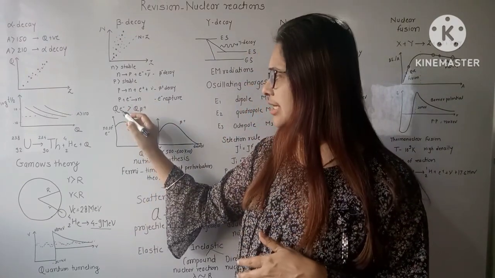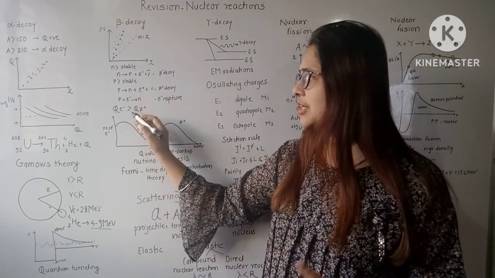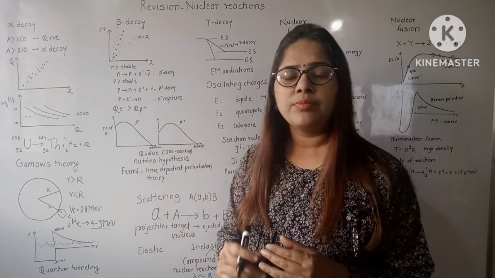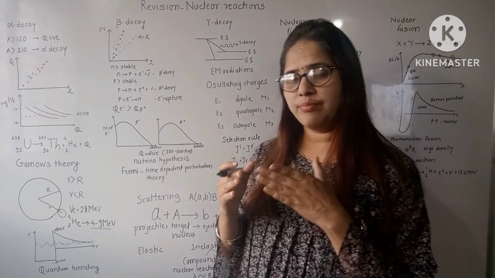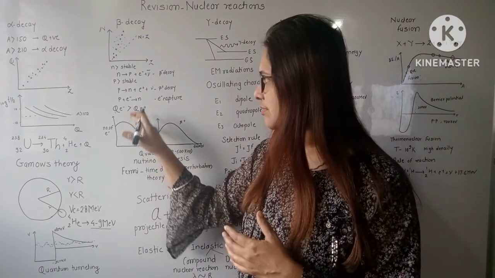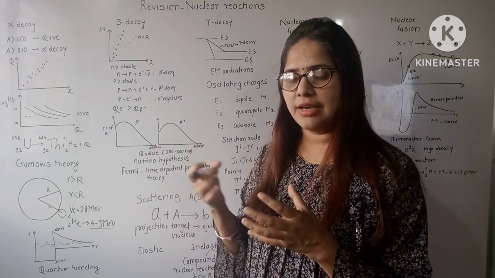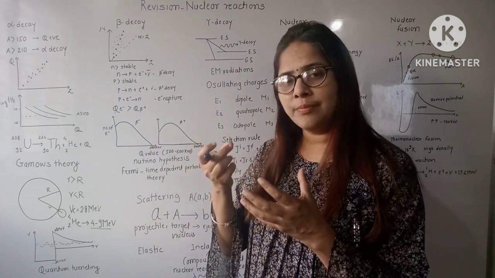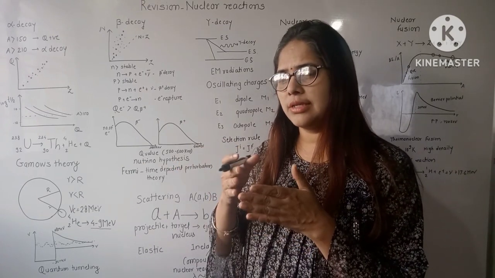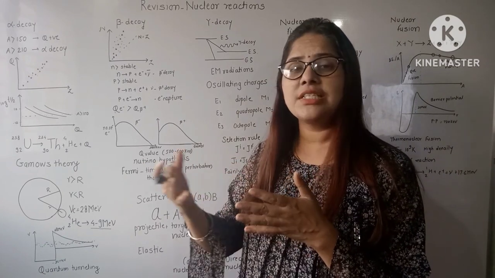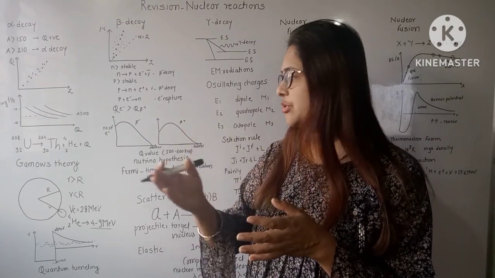The probability of this electron capture, or the activation energy for the electron capture, is much higher than that of beta plus. So how did the scientists come to know about this neutrino? When the particles, whether protons or neutrons, were collected at the detector and the kinetic energy of the particles was measured, every time it was found that the particle's energy is different, and it is not discrete but has some continuous value.